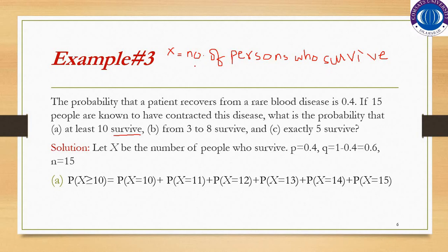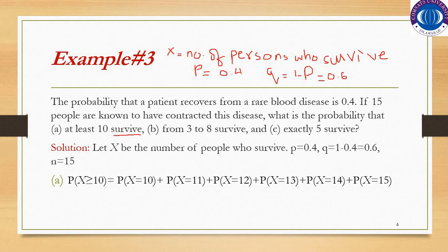So here the probability of success P is 0.4, which is given in the very first line of the question, that the probability that a patient recovers from a rare blood disease is 0.4. So according to this, what will be the Q? Q will be 1 minus P, which is obviously 1 minus 0.4, and it will be equal to 0.6.